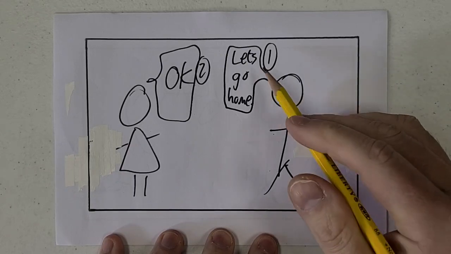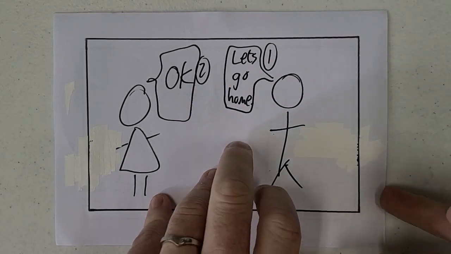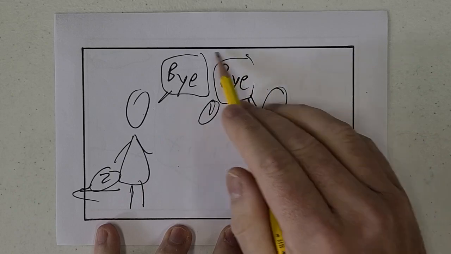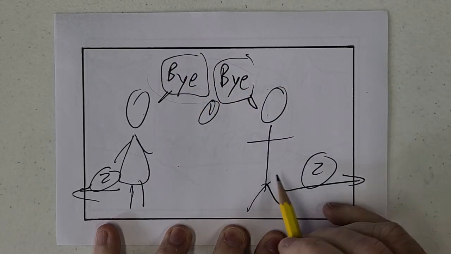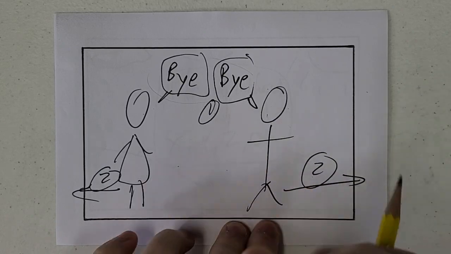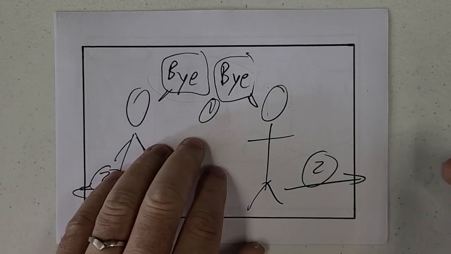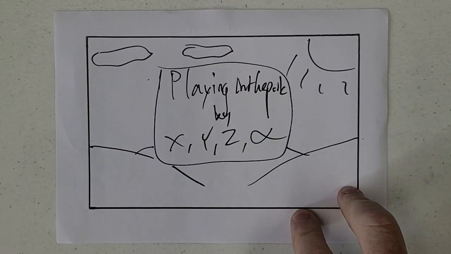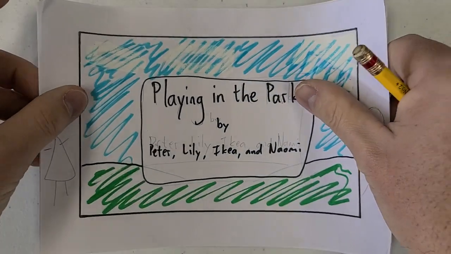So John says, "Let's go home." And Jane says, "Okay." John and Jane together say bye. And number 2, John and Jane walk off the set. The end. And the end looks like this.